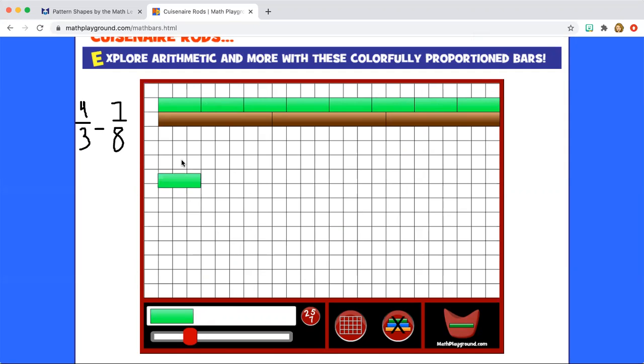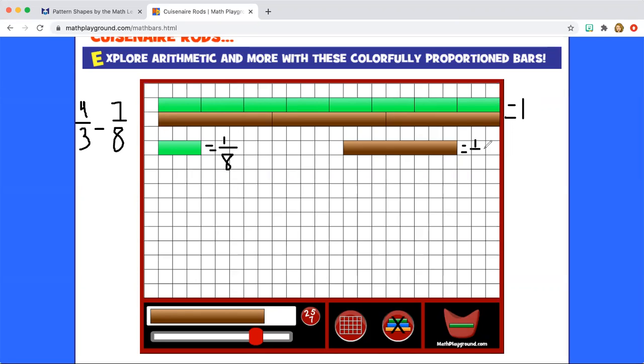So now again, what is one green one called? What is one brown one called? Set up your whole, define your whole, right? This is 1. These are my unit fractions. This is 1/8. This is 1/3. And now show this subtraction.